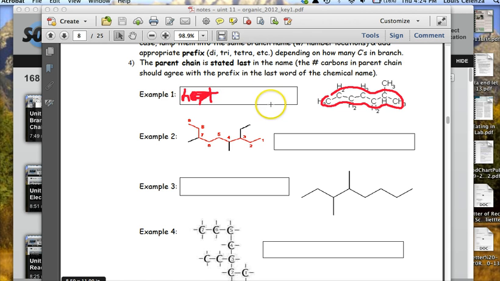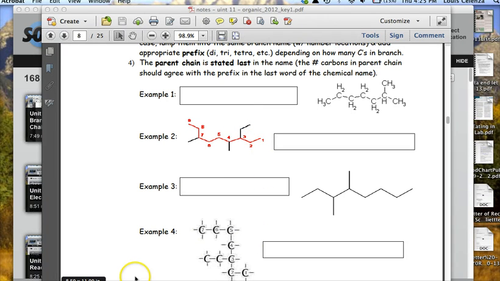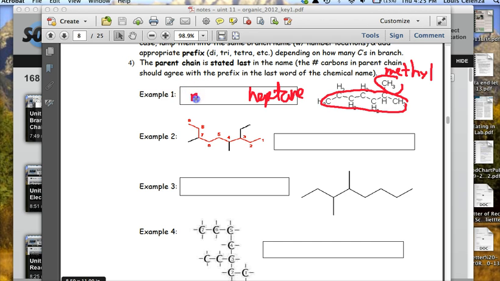And actually, that's the second name. Let me erase that. That's the parent chain, so that goes second. So let's put that here, heptane. That is here, heptane. So this was our parent chain. I'm just going to circle that. And everything outside of the parent is the branch. And we already know that if a branch has 1 carbon, it's called a methyl. So far this is methyl heptane.